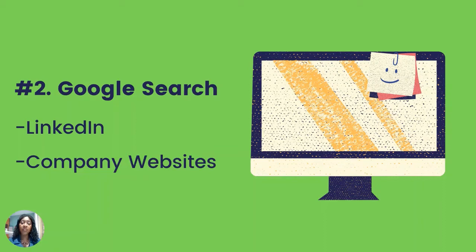Sometimes when you Google the person's name, if the person's name is on the website, especially if the person is the chief executive officer or is a high profile person in the organization, you will find their names popping up. If you know the name of the organization, you can just go directly to their website and see if the person's contact details are available there.